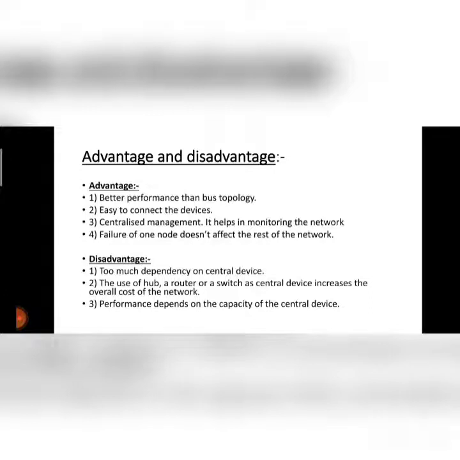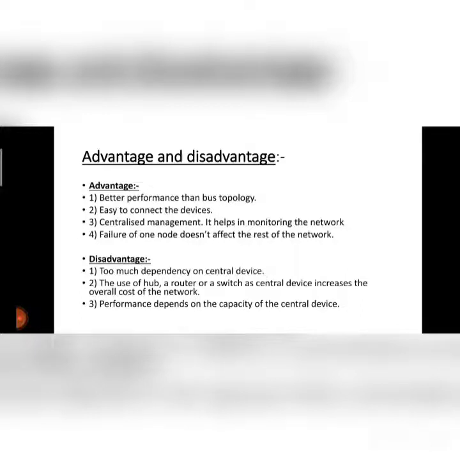In star topology, all the computers can be connected very easily. Next, since all the computers are connected through a central device, this central device helps in monitoring the network. Number 4 is failure of one node does not affect the rest of the network. That means in star network topology, if one computer or one device fails, it does not affect the rest of the network.